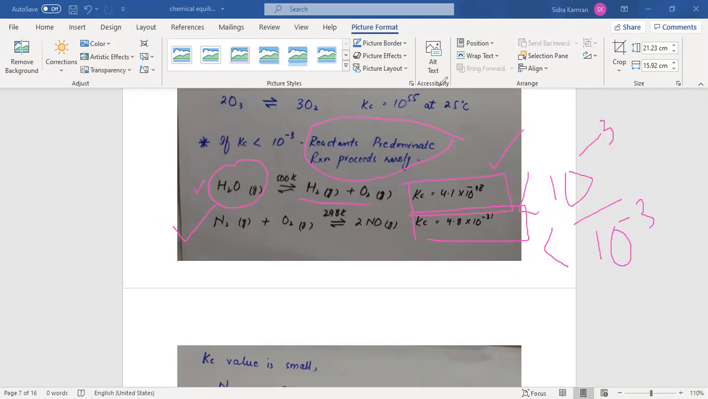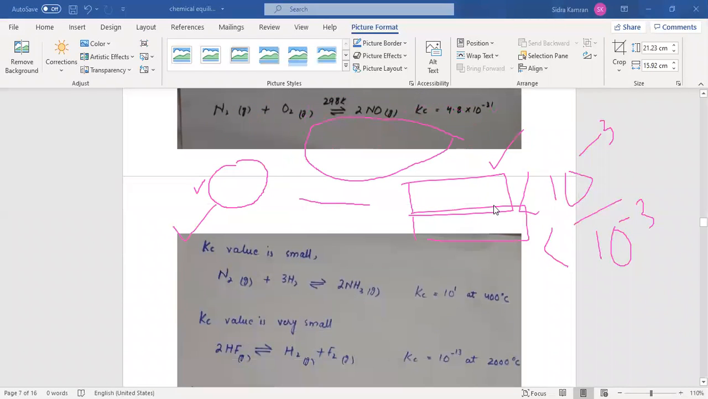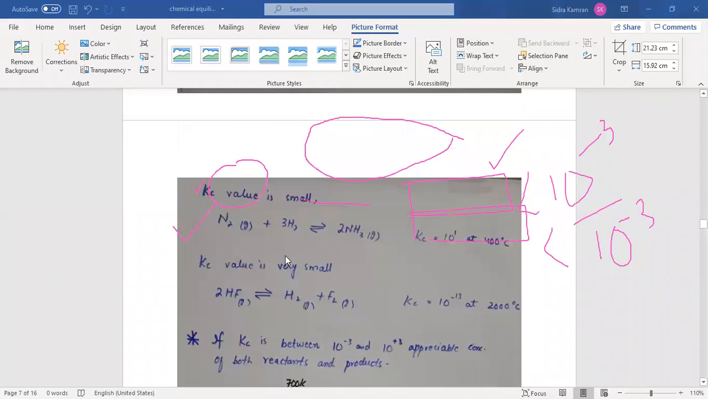If the value of Kc is small or very small, what change will we observe? If the value of Kc is small, like 10^1, this is small, not very small. In this case, the reaction doesn't proceed appreciably in the forward direction. But if the value of Kc is very small, like 10^-13, then we assume that very little forward reaction takes place. The forward reaction is very little.